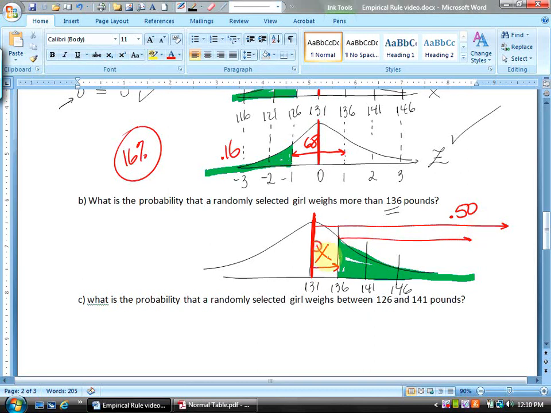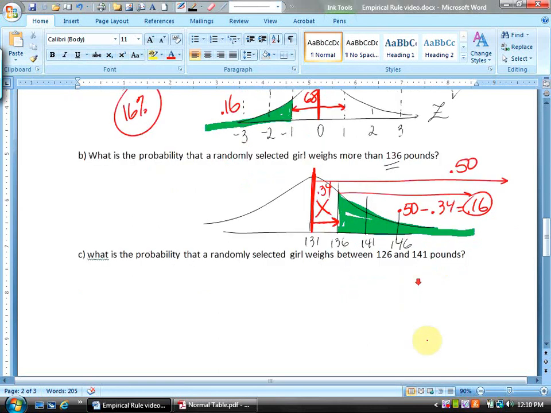I do not want the white part. How much is the white part? Well, the white part is half of 68. So here it's 34. I don't want it. What is it that I want? The green part. And the green part is the whole half minus what I don't want, that 34. And we got 0.16. So 16% of all American girls age 19 weigh more than 136 pounds.